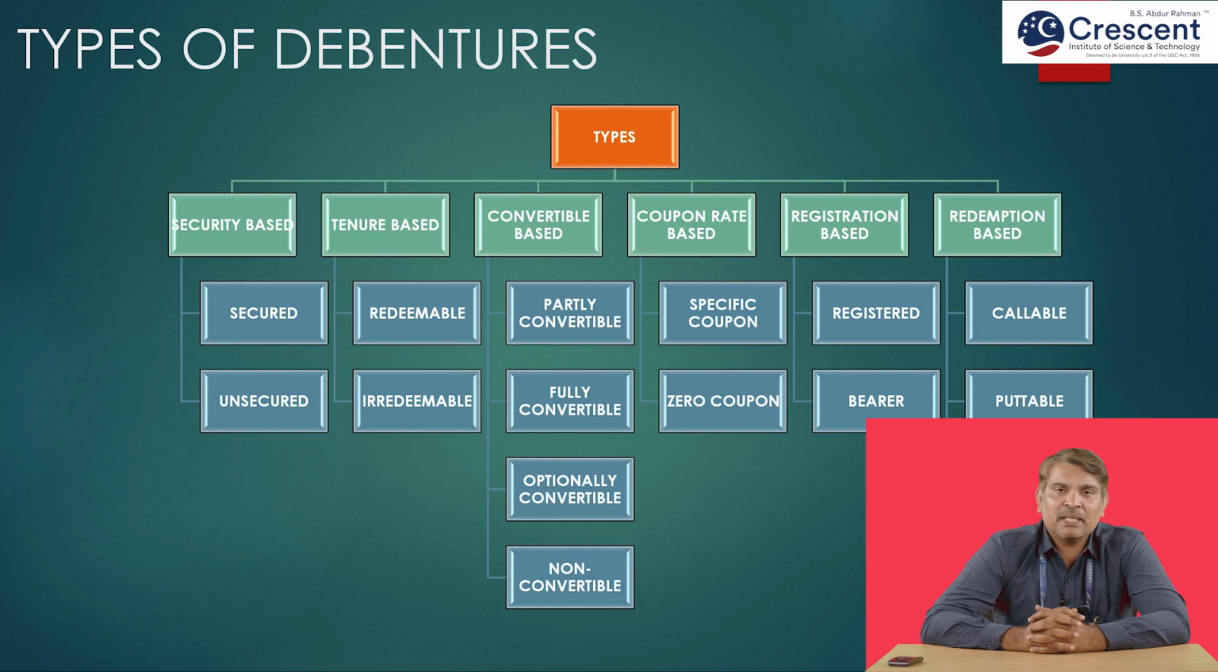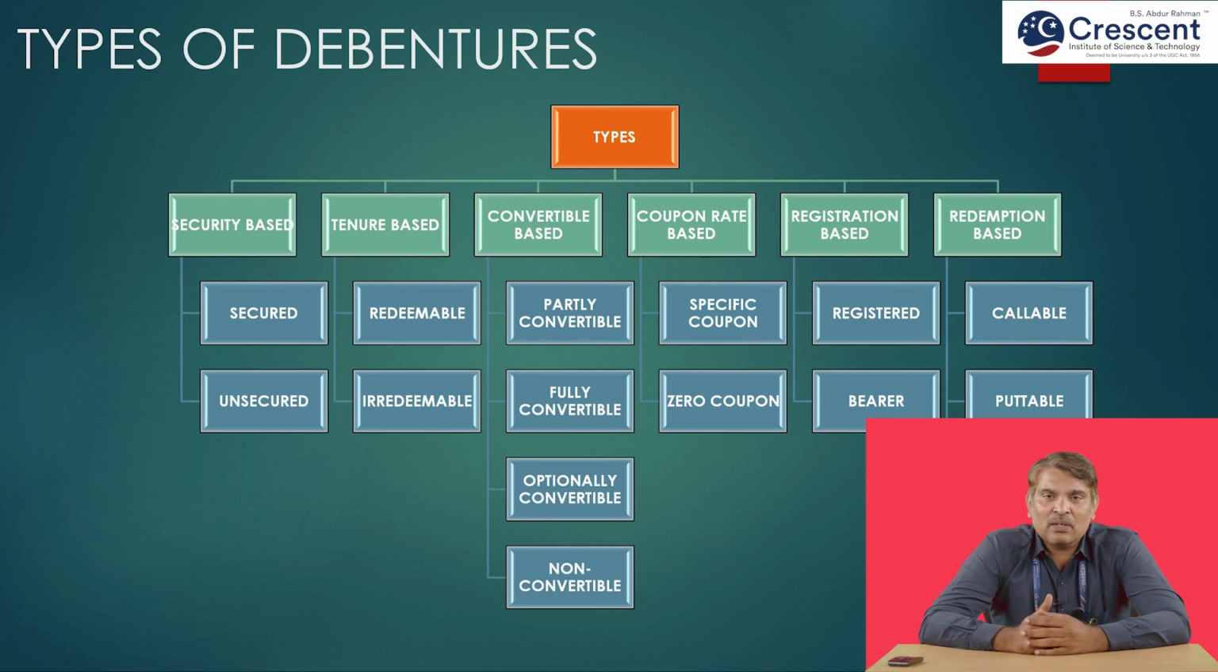Then registration based. Usually the debentures get registered under your name. Only then, after 5 years or 10 years of agreed time, can the company buy it back and give you the principal amount, and meanwhile the interest can also be credited to your account.